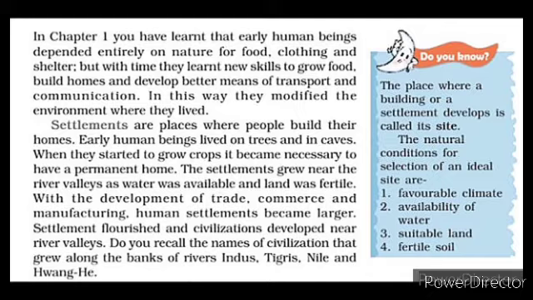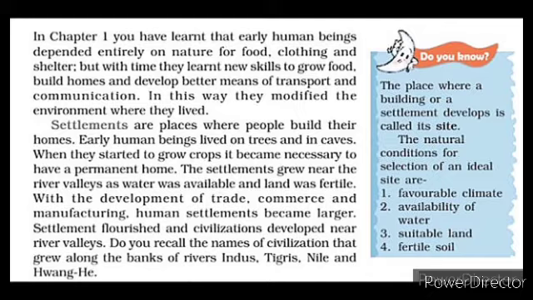Settlements flourished and civilization developed near river valleys, like the civilizations that grew along the banks of the rivers Indus, Tigris, Nile, and Ganges. See, basically, in this para, we have discussed that settlements are places where people build their homes. And the place where a building or a settlement develops is called its site.